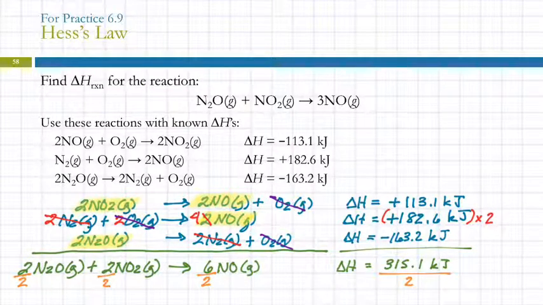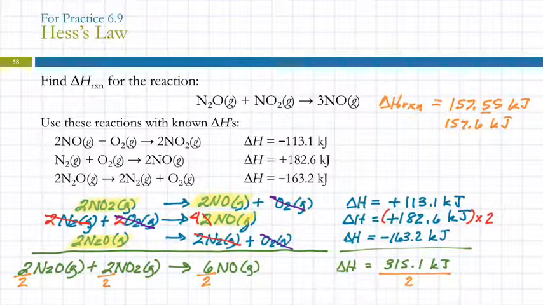And so delta H for this reaction, as written, is 315.1 divided by 2, 157.55 kilojoules. If we're going to keep track of sig figs, we'd round that to 157.6 kilojoules. Any questions? There will be at least one problem like this on the exam, the next exam.